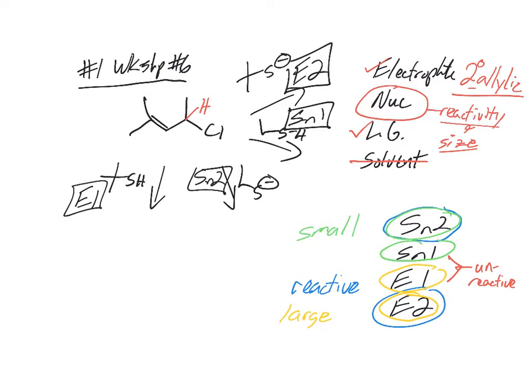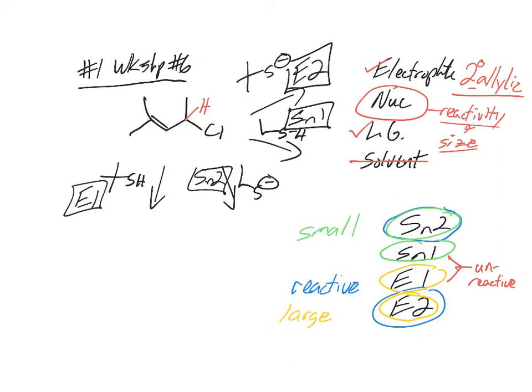Okay. So make it simple on yourself. Write down these 4 things as soon as you get the exam on Friday. Write down reactivity and size, which we look for in a nucleophile. Write down the types of electrophiles. Write down the types of leaving groups. Write down the types of solvents. You'll have it there. The answers lie within.